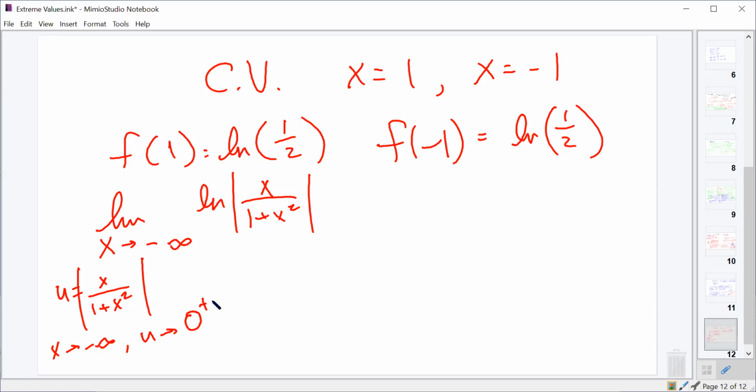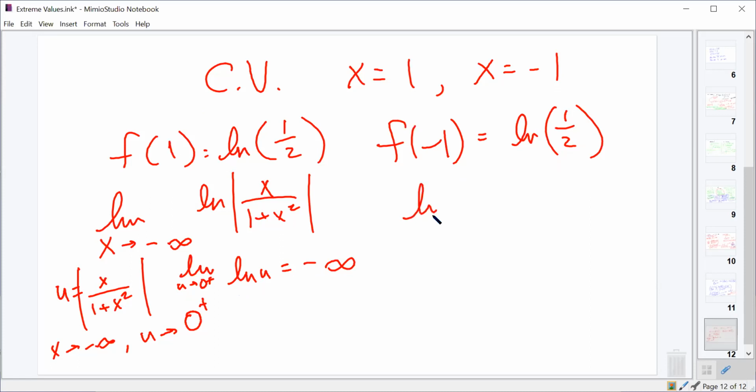Okay. So this becomes the natural log of u, and a limit as u approaches 0 from the right, which is what? Negative infinity. So as we go to the left, away from -1, we're going down to negative infinity. So this value here is larger than everything that is to the left of it.